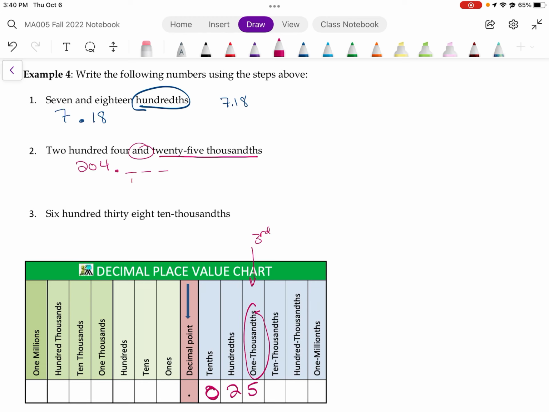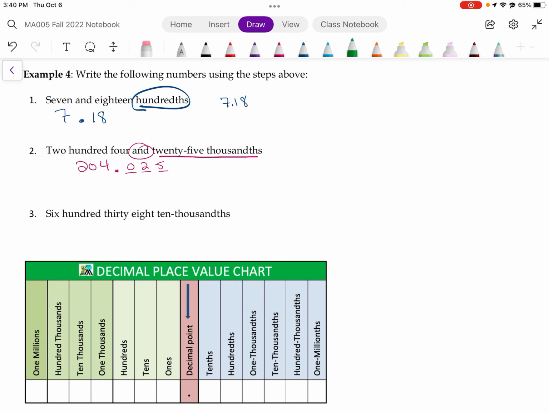You would say tenths, hundredths, thousandths. Okay, tenths, hundredths, thousandths. And you would say, where's 25? It would be 0, 2, 5. All right, next one. If you haven't tried one on your own yet, go ahead and pause it and give it a try.